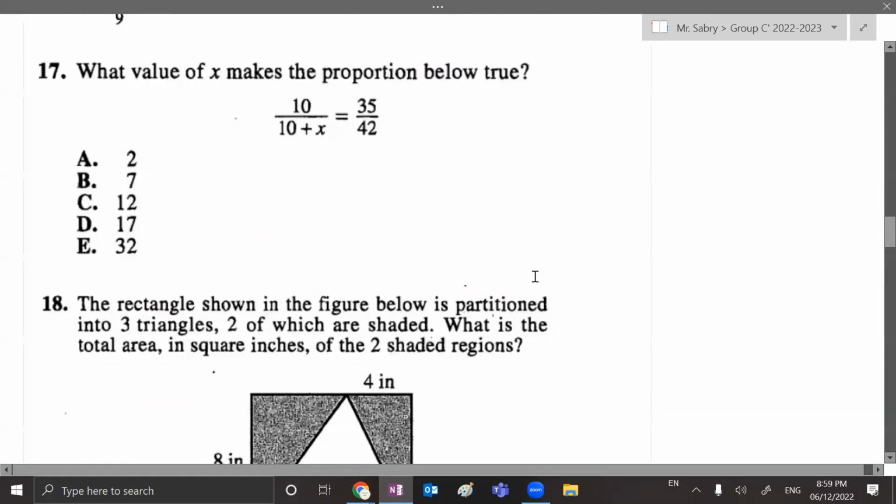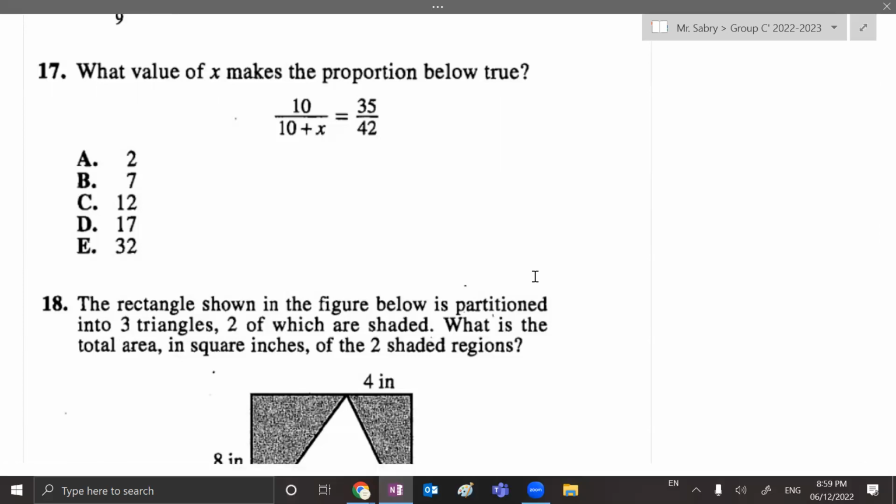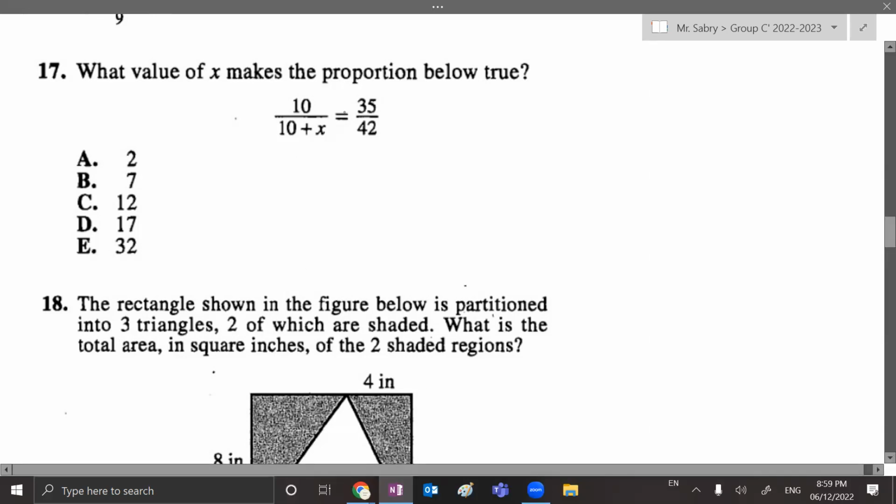Now we're moving to 17. What value of x makes the proportion below true? I told you before, whenever we have fractions equal to each other, this is the only case where we are supposed to do what? Only cross multiplying. That's the only thing we can do from here. So we'll cross multiply, and we're going to say that 10 plus x multiplied by 35 is supposed to be equal to 10 times 42, and then work out this equation.